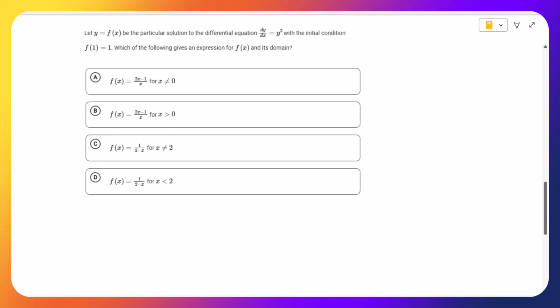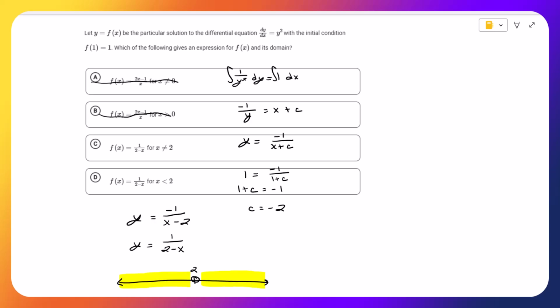Last one, talking about domain again, because that's going to be our tricky part. Go ahead and pause the video, and then come back and I'll talk us through it again. Okay, so hopefully we were able to at least get here. It does something a little tricky after you've found c, because you'd end up with y equals negative 1 over x minus 2. Well, all they did is they factored out a negative, and then factored out a negative to switch the signs, basically 1 over 2 minus x.